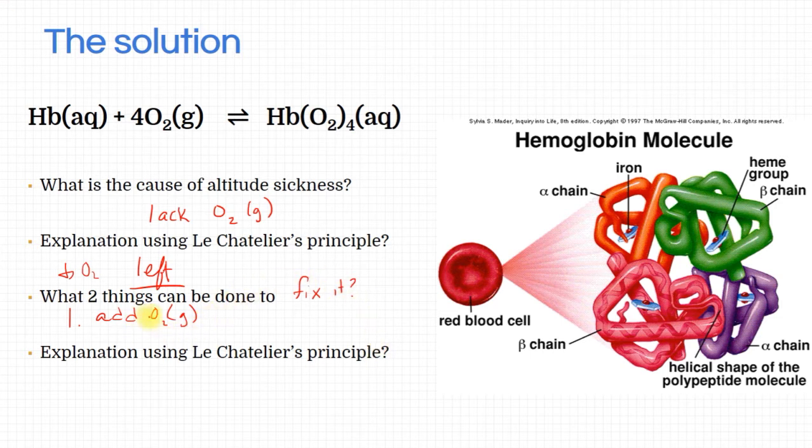But anyway, also KClO3 makes a nice rocket fuel. We could add some oxygen. That's one thing we could do. Most people figure that one out pretty quick. You just don't have enough oxygen, so get more oxygen. And that's true, that'll fix it.